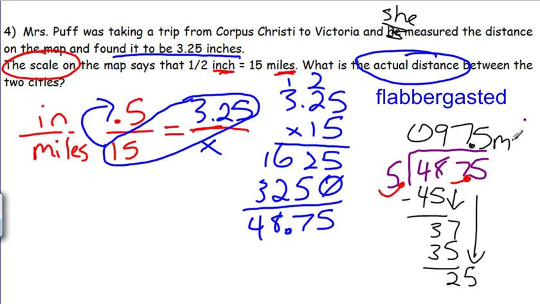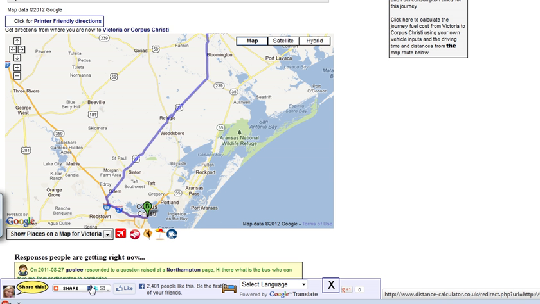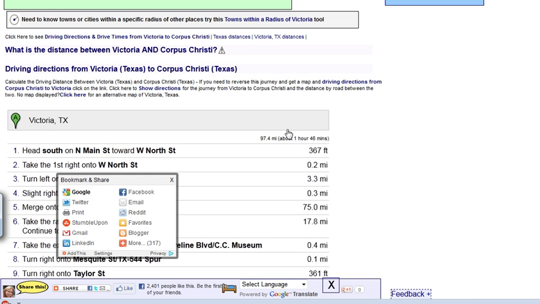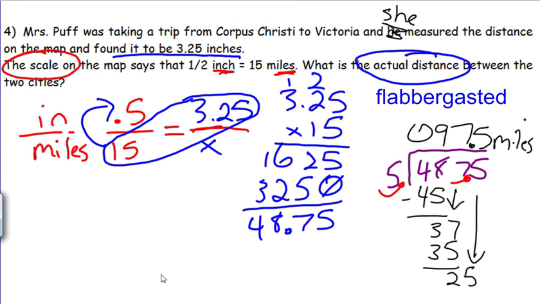And let's see how accurate I am. If we go to our Google Maps, here is Corpus, and there is Victoria, out in the middle of nowhere. And it is 97.4 miles. So we were off. I got a yay in the background. I was off by 1/10 of a mile. So Mrs. Puff, pretty good at reading a map. Flabbergasted.